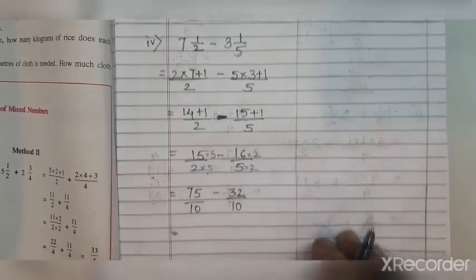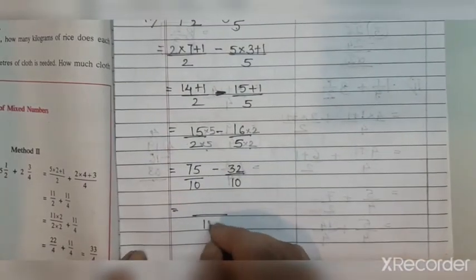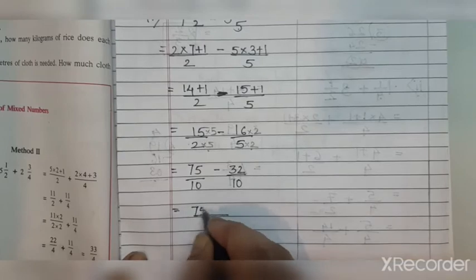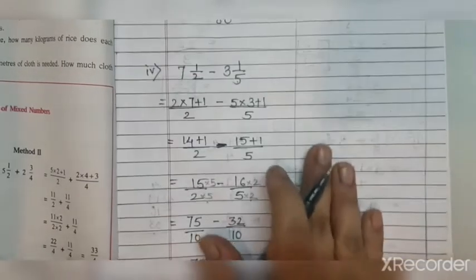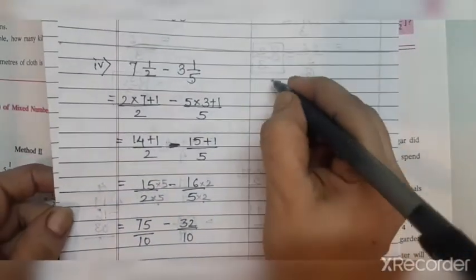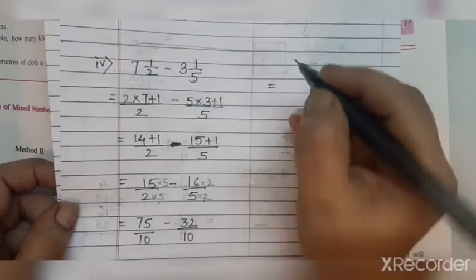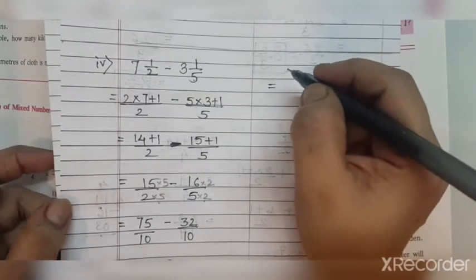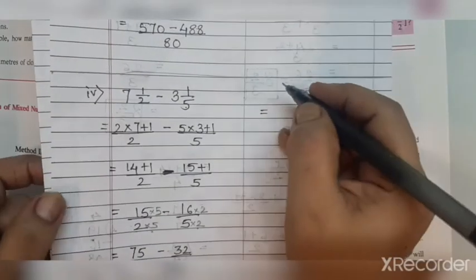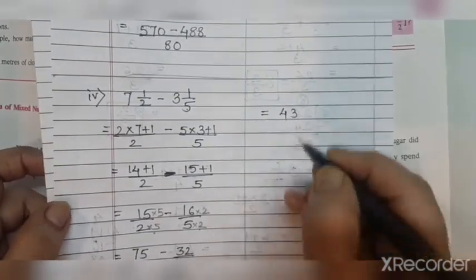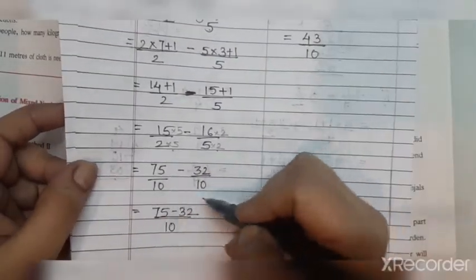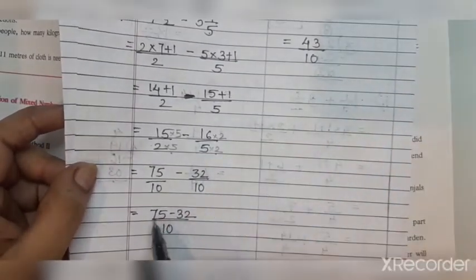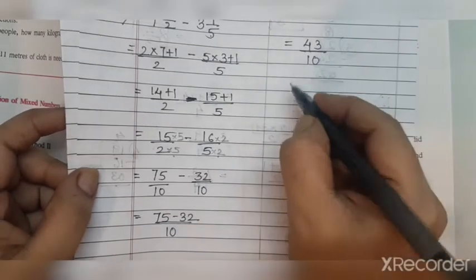Now, we got the denominator same. So, I will write it only once and I can subtract 75 minus 32. Okay. Now, I'll do it here on the side. 75 minus 32 is how much? It is 43 upon 10. Okay. You can do this calculation on the rough side. 75 minus 32, 43.